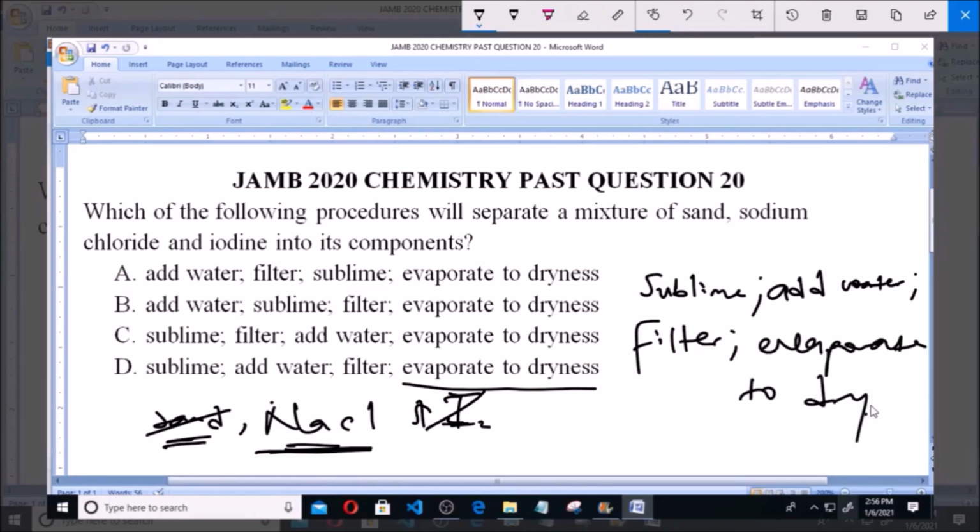So these are the steps in the separation of the components. Sublime to remove iodine, add water so you can filter to remove the residue, which is sand, and then evaporate the solution to dryness to give off sodium chloride. So the answer to this question is option D.